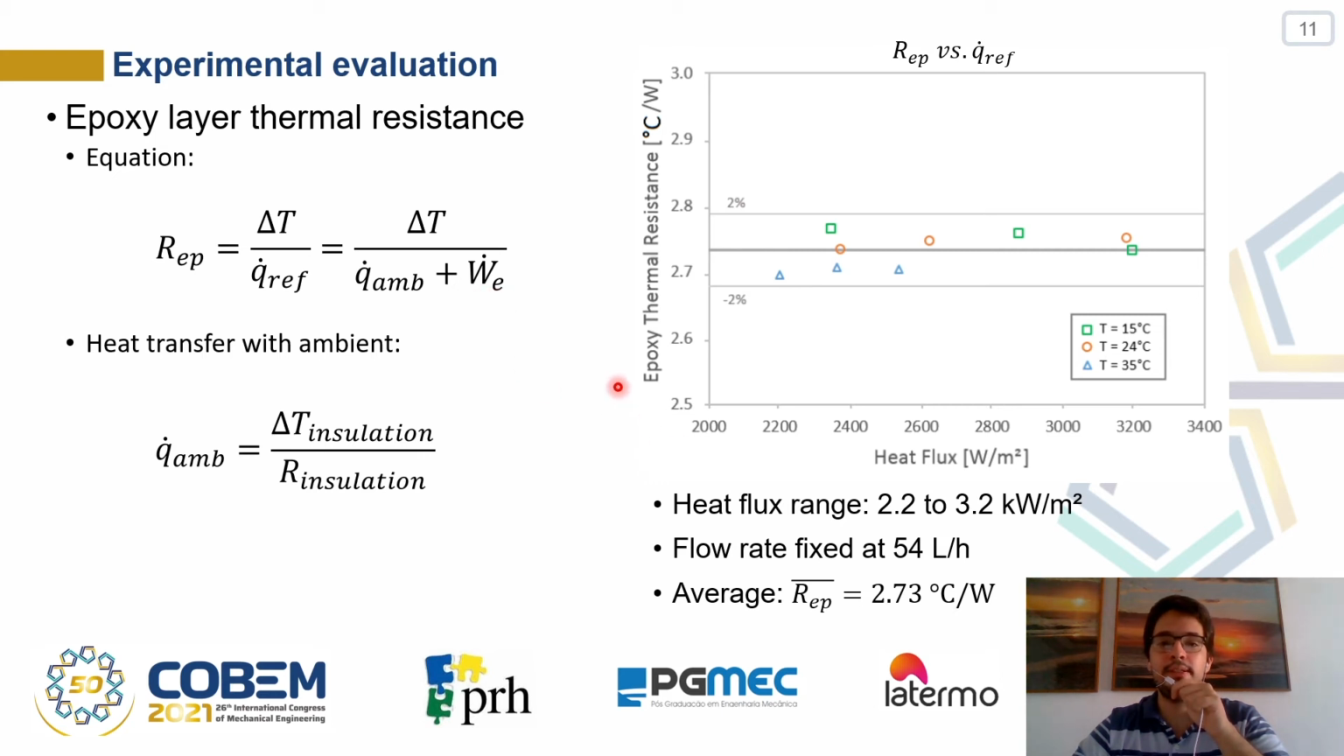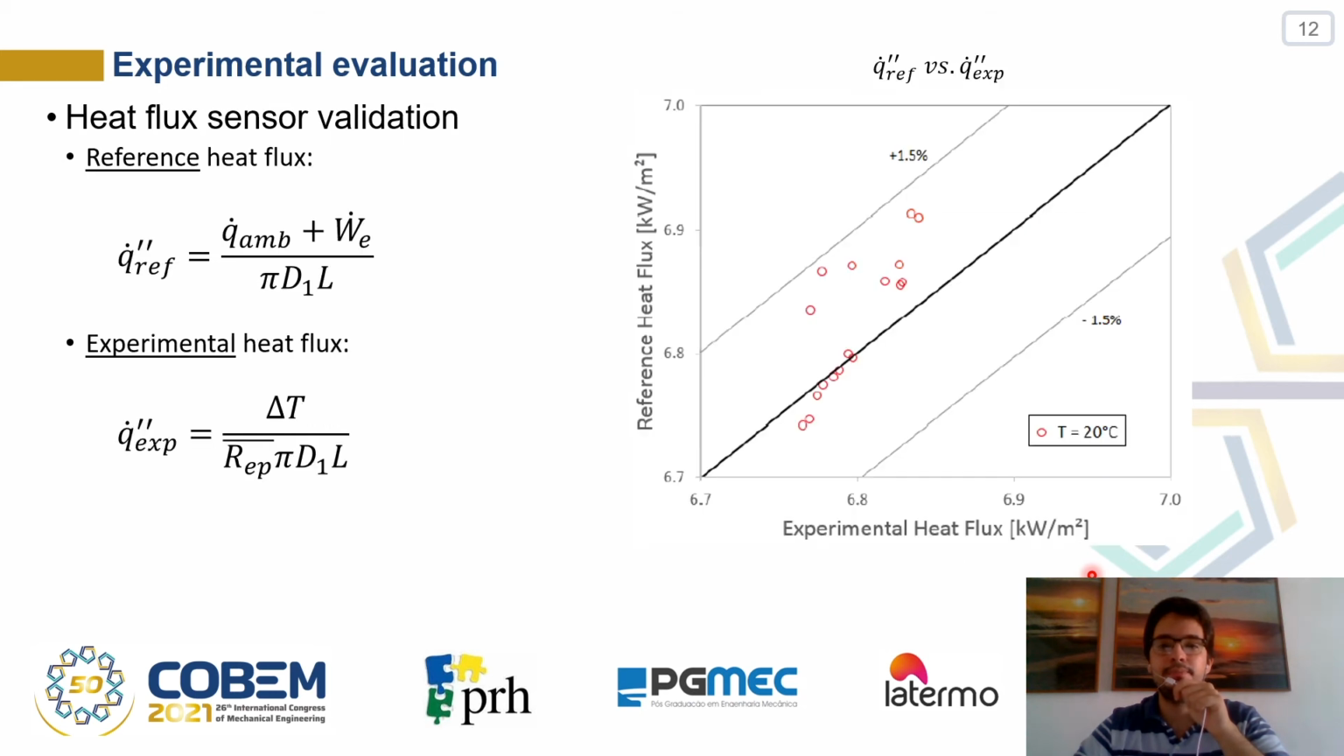Experiments for thermal resistance, in the vertical axis, were performed varying the heat flux from 2.2 to 3.2 kilowatts per meter squared, which is in the horizontal axis, for fixed flow rate and 3 different temperatures. According to this graph, the thermal resistance of the epoxy layer has a small variation around its average value of 2.73 degrees Celsius per watt, indicating that this approach is independent of the operational temperature and heat flux.